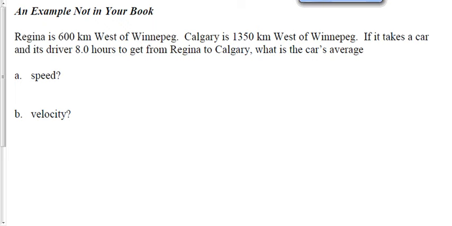Regina doesn't have a displacement. It never does. It never will. This is a position. It's 600 kilometers west of Winnipeg, and Calgary is 1350 kilometers west of Winnipeg. My time here, is that a T or is that a delta T? Is that a specific moment in time or an interval in time? Delta T, yeah.